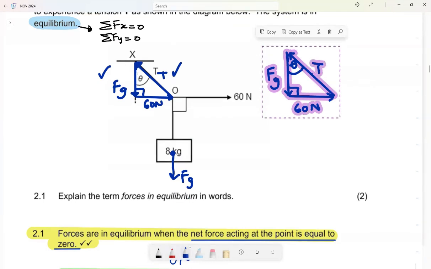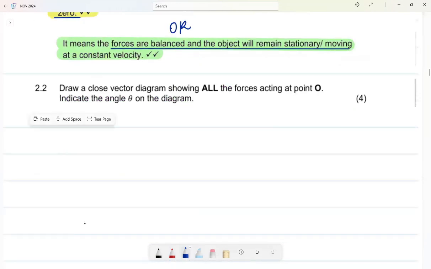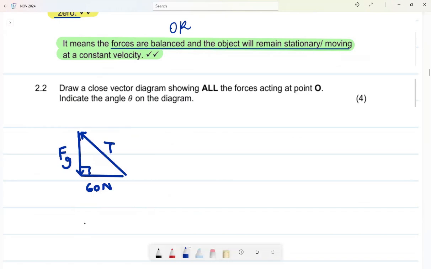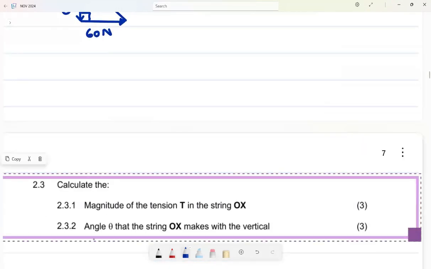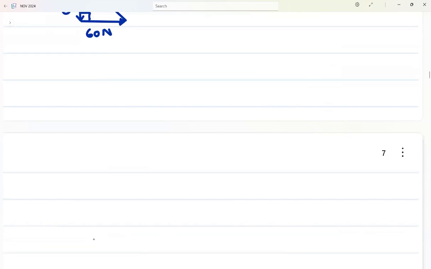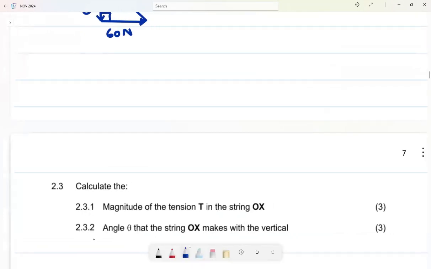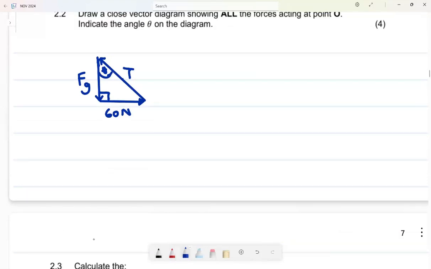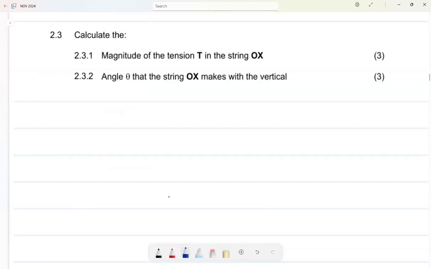Let me copy and paste it here because we're going to use it. Remember this angle here, the direction is very important, and this is my angle theta. Now let me take this question up here. Now that we've drawn our diagram, remember you can get FG. FG is the same as MG. So 2.3.1 says calculate the magnitude of the tension in the string OX.